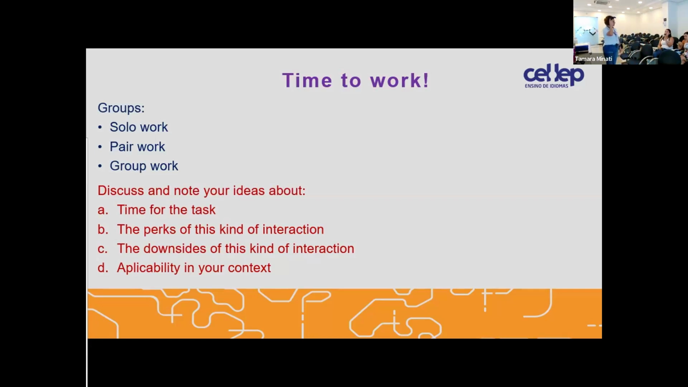The first one is time for task. In the solo work, we decided that they don't need very much time because it's only one person thinking, and this one can organize her or his ideas better. In pair or group work there needs to be more time because it's a discussion with more than one person. So they can put their ideas together and decide, and they need time to do this.